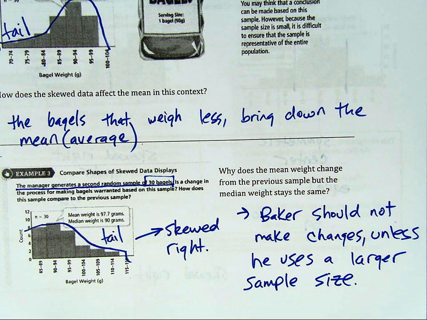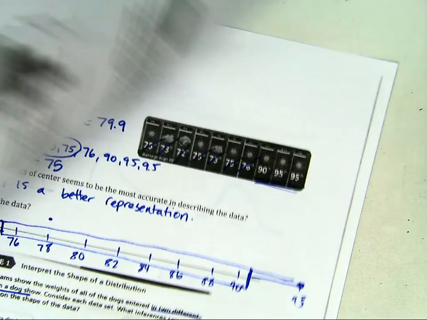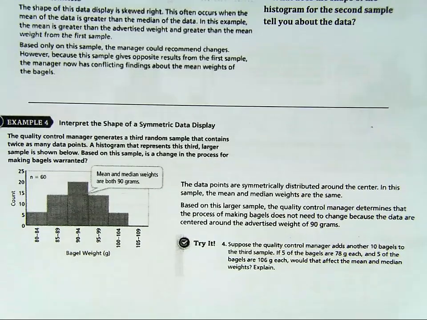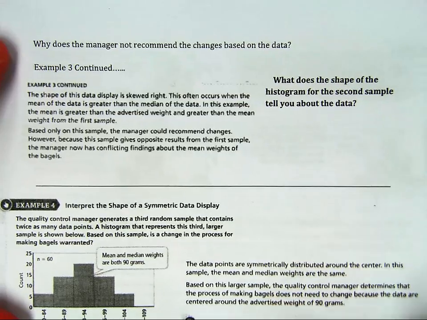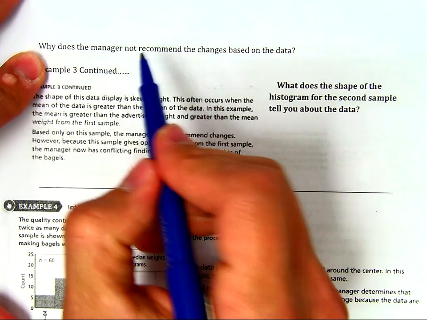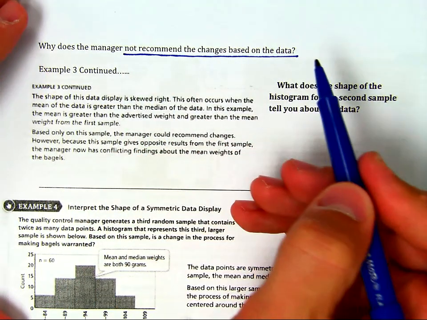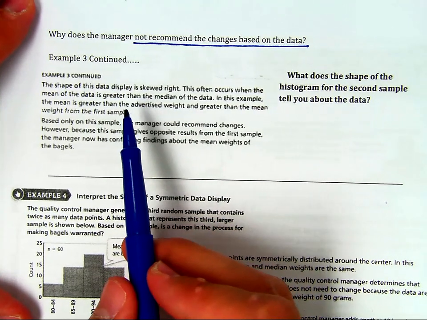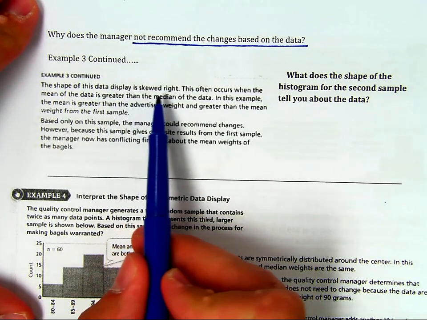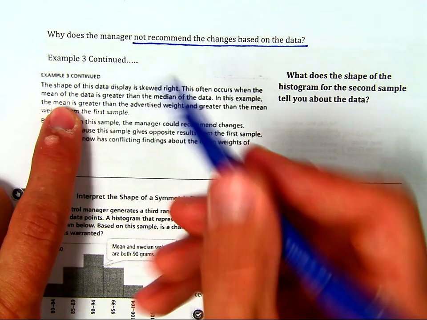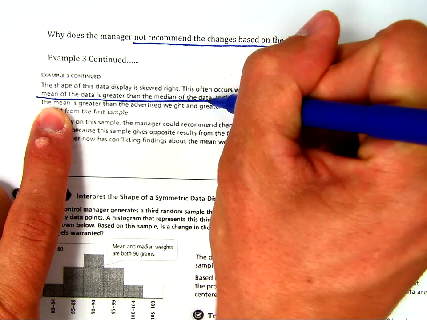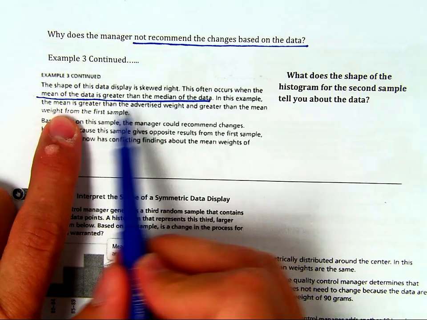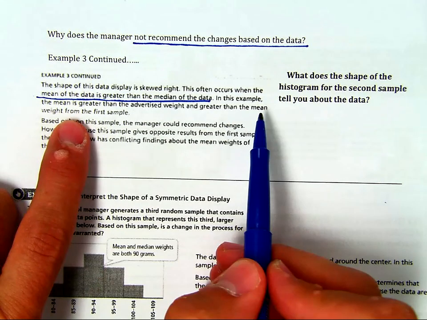All right, let's take a look at the last page. Ooh. So we got a couple examples. So for example 3, we're going to continue this. So why does the manager not recommend the changes based on the data? Right. So here this is just an explanation, but it says the shape of the data displayed is skewed right. This often occurs when the mean of the data is greater than the median of the data. Okay. So in this example, the mean is greater than the advertised weight, and the greater the mean weight from the first sample. Okay. The manager could not recommend changes.